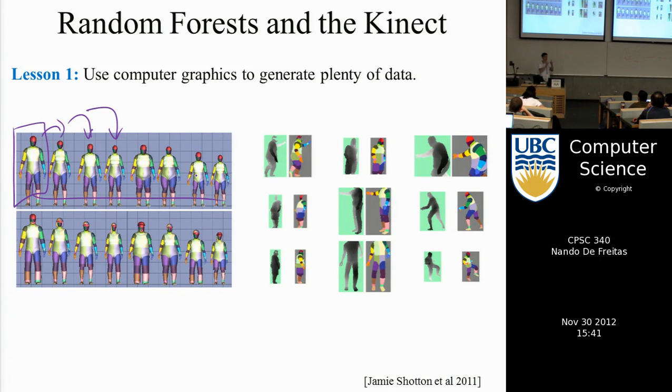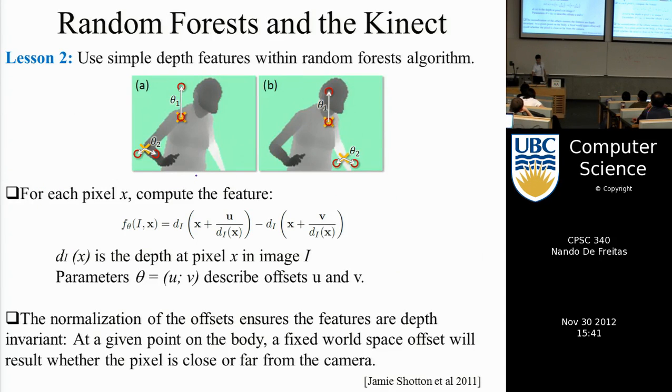Because you have a 3D model, you can also get the depth, and then you train on the simulated data. And when you train on the simulated data, you need very basic features. The feature that they use for a pixel is extremely simple. They just have a pixel, let's say this pixel here. They essentially just look at two rays away from the pixel at random, and then they look at the difference in depth between those two points and the origin.